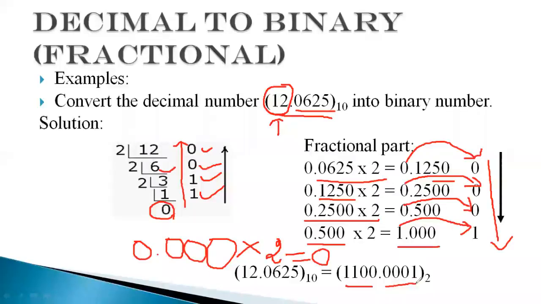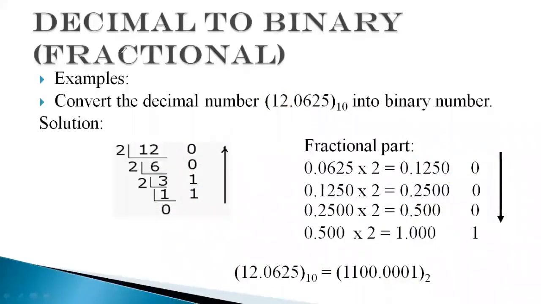As you can see the resultant, it is 0, 0, 0, 1. Finally, we have written 12.0625, which is a decimal number. Its equivalent binary number is 1100.0001 to the base 2, and its radix is 2 because it is a binary number. I think we have also solved a few examples in the previous class, and it will continue in this class also.